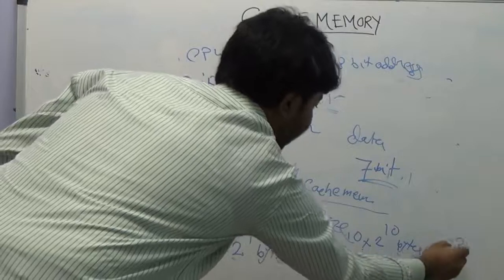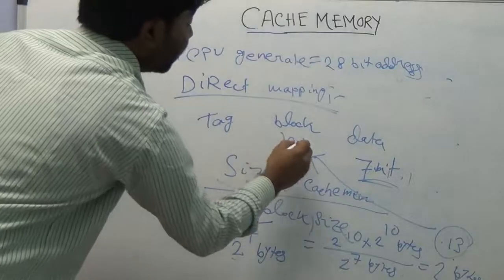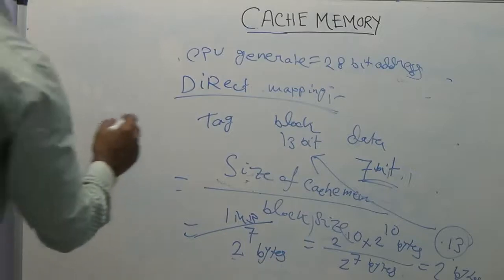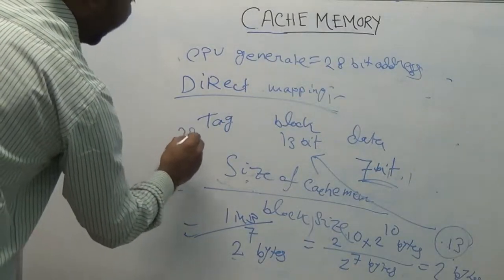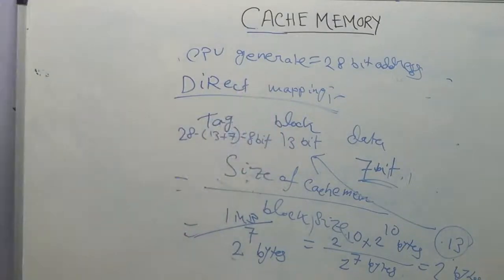So from here we will get 2 to the power 13, and these 13 bits will be used to represent the block field, and we will get the value of the tag field as 28 minus 13 plus 7, that is equal to 8 bit. So under the direct mapping technique there are three fields. One is tag, another one is block, another one is data. We know that the value of data equals 7 bit. The remaining 21 bits will be used as tag and block.